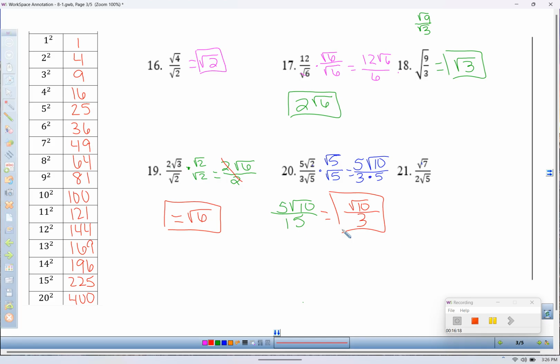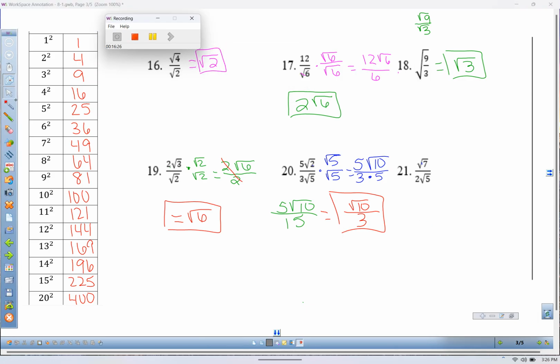All right, number 21. Just going to move this guy here out of the way. Okay, so once again, nothing can be divided equally. I do have radicals. I want to get rid of the radical in the denominator. So I'm going to take the top and the bottom times radical 5. Radical 7 times radical 5 gives me radical 35. And then my 2 comes down, and then what happens with these radicals? They go away, and that gives me 2 times 5.